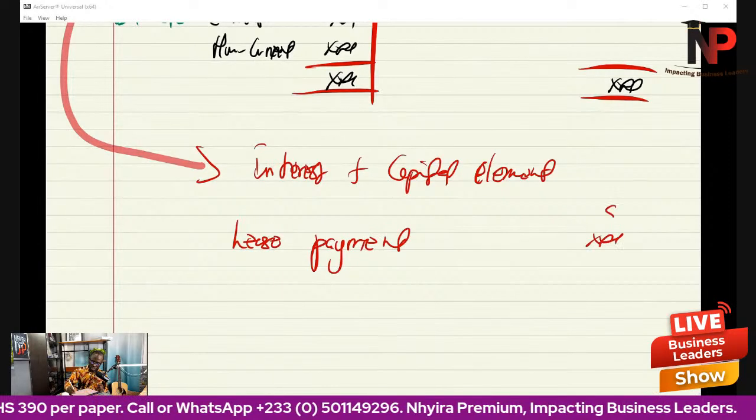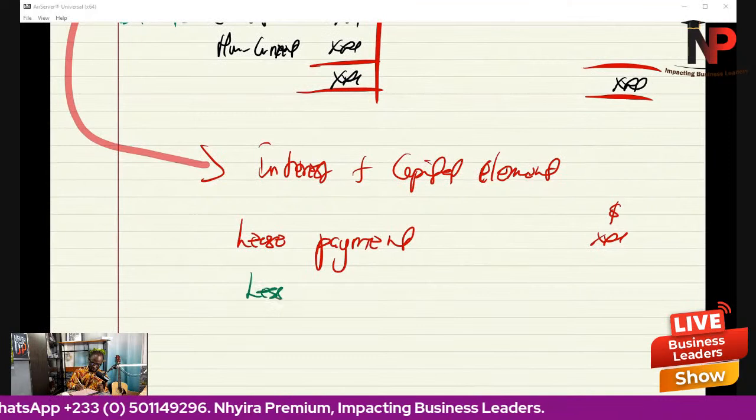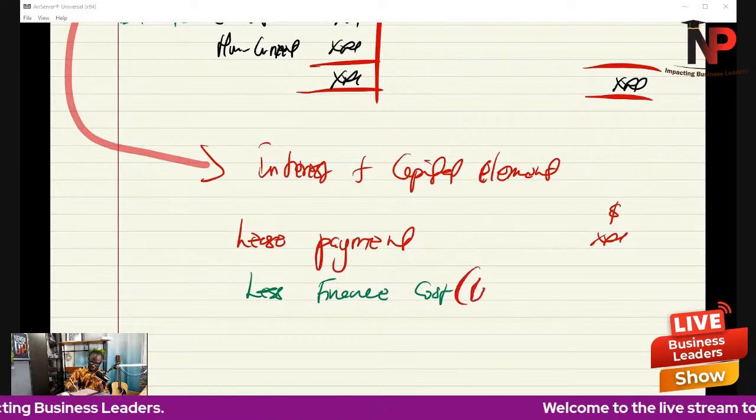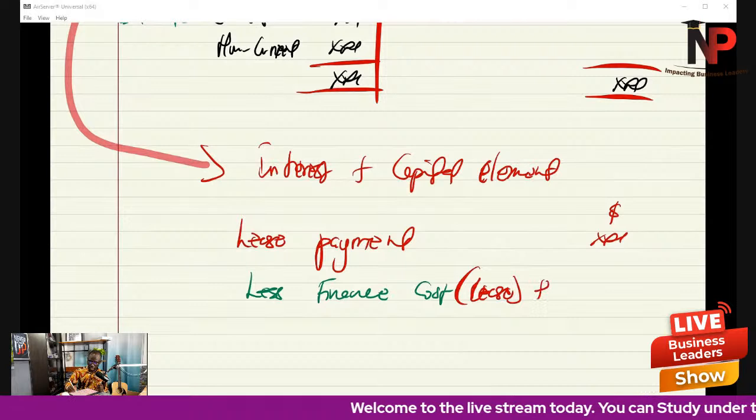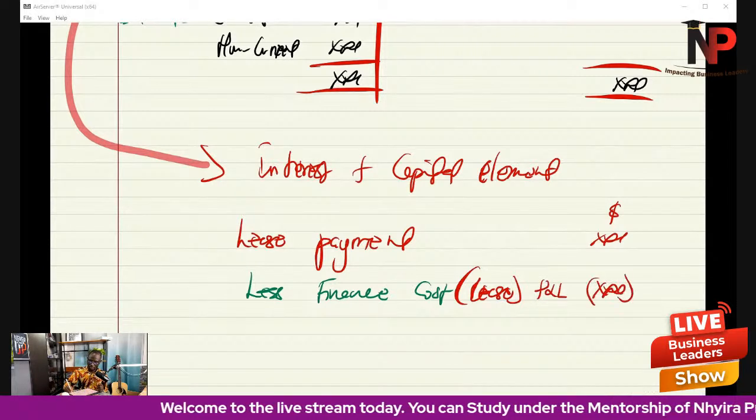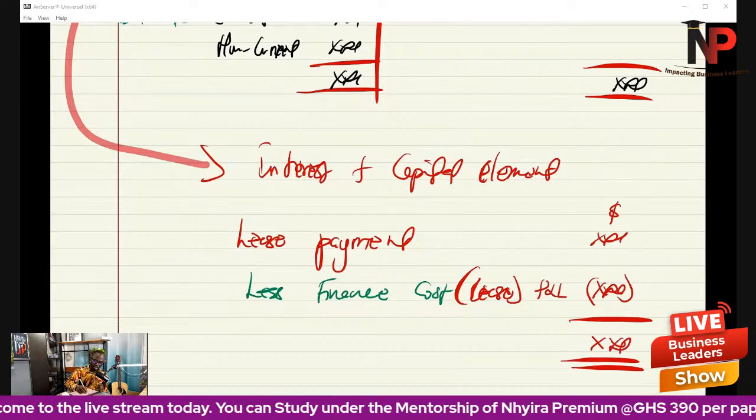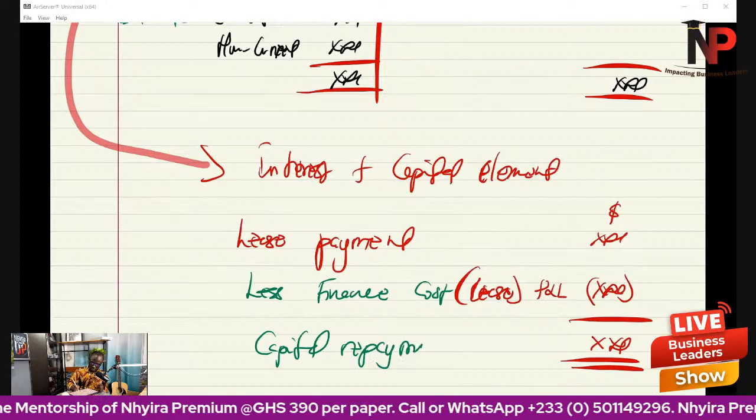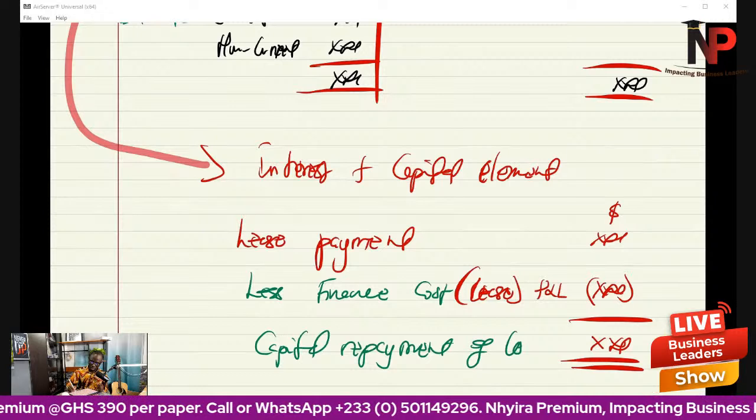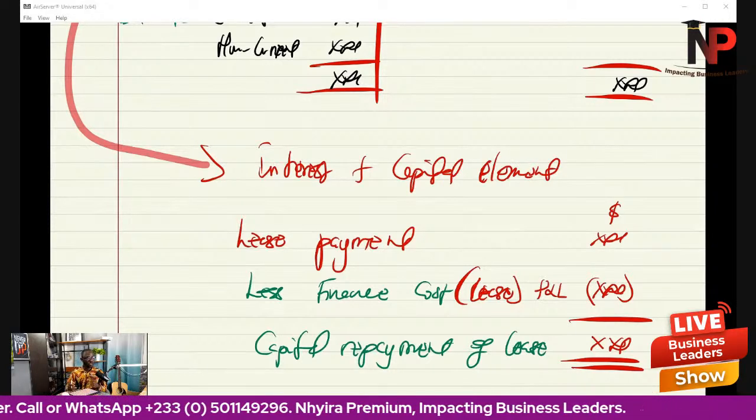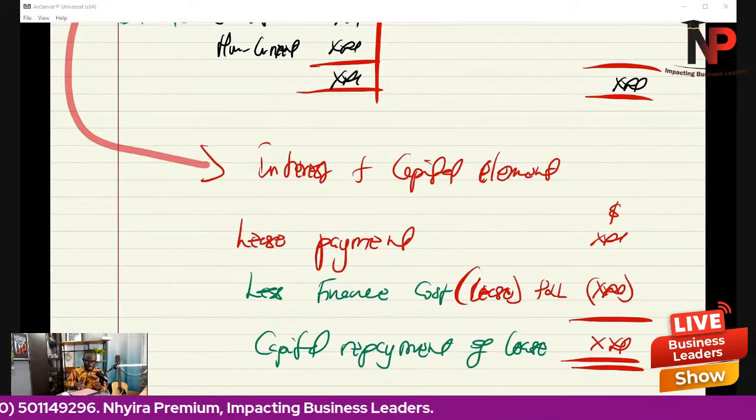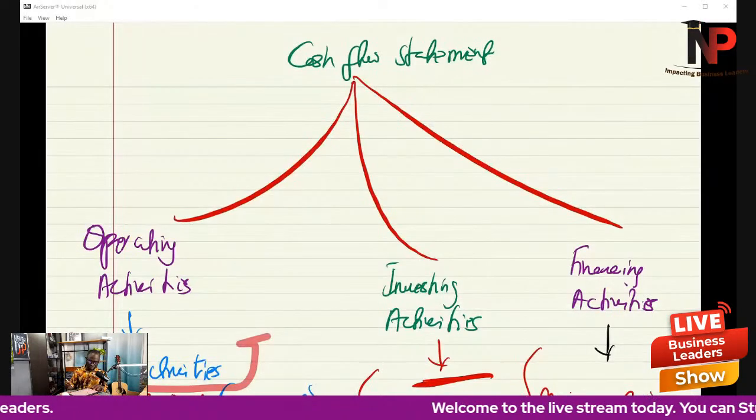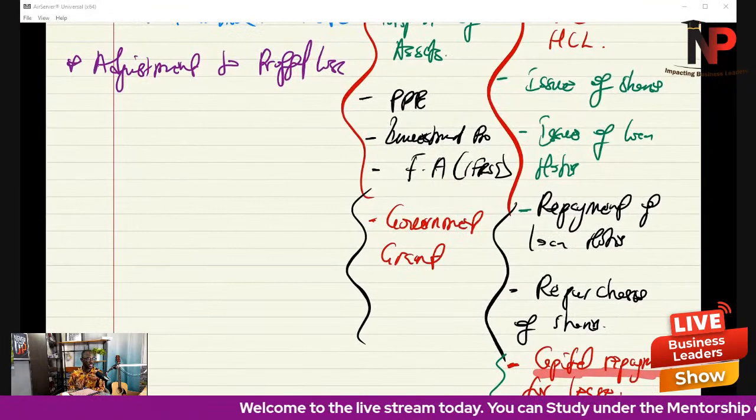Then you less the finance cost from it. The finance cost relating to the lease, which will always be in the P&L account, or the examiner will give it to you in the notes, so that your balancing figure will be the capital repayment of lease. Are you getting it? So this capital repayment of lease is what you are bringing in cash flow from financing activity.